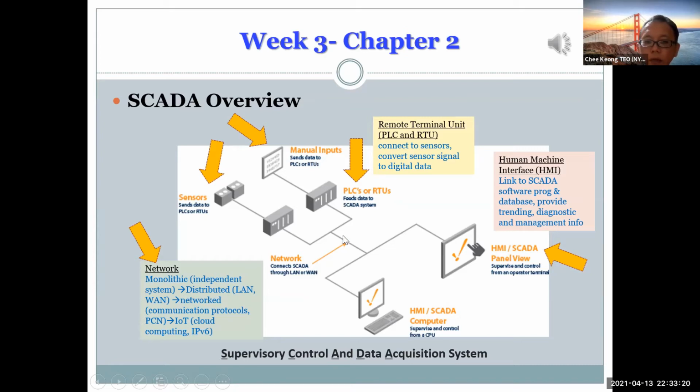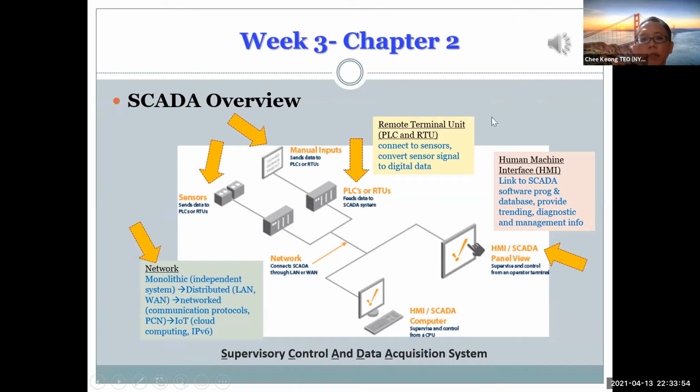Of course, from that network, at the receiving end, you would have the human machine interface, which is the SCADA panel view, for those people that require this information to be able to access using some SCADA software program to check the trending of certain information so that they can do control, right? And then, of course, on the computer side, you have a human machine interface, right? Etc. etc. So that's basically it.